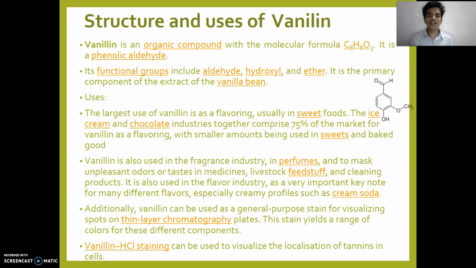for the identification of the different separated compounds on a TLC plate, thin layer chromatography. For example, vanillin HCl staining can be used for visualizing localized tannins in the cell. So if we make an extract of any compound, put it on a TLC plate and separate out different spots, and we want to identify the tannin, then if we spray vanillin HCl on that plate, it will show a specific color, and that gives the idea that tannin is present.